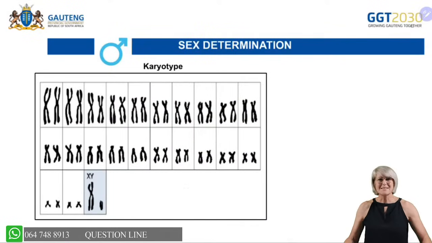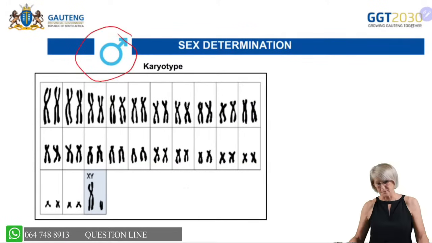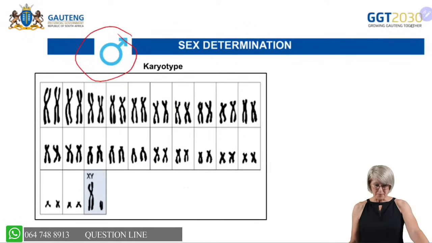Right, then we look at sex determination. I hope you all know what this symbol means. That is the symbol for males. Basically what we have here is a male karyotype. It's called a karyotype because it shows us all the chromosomes of a male individual.